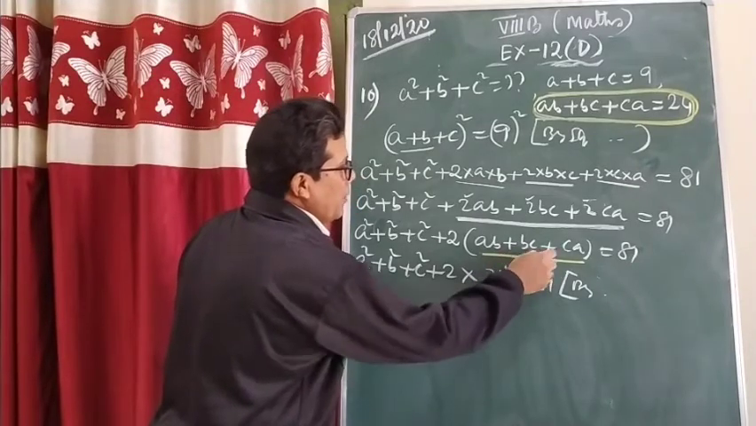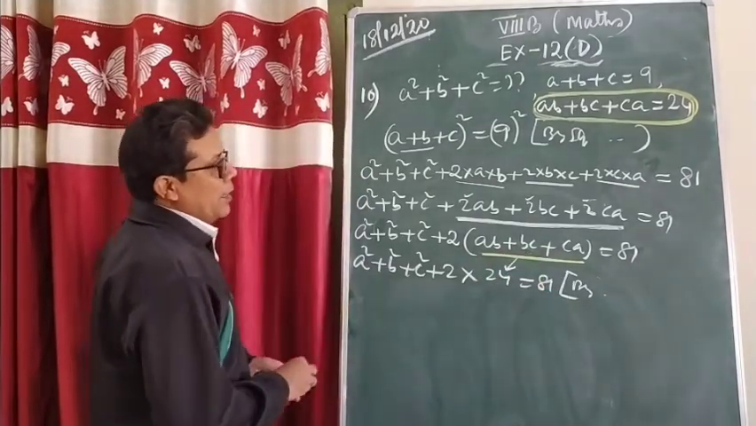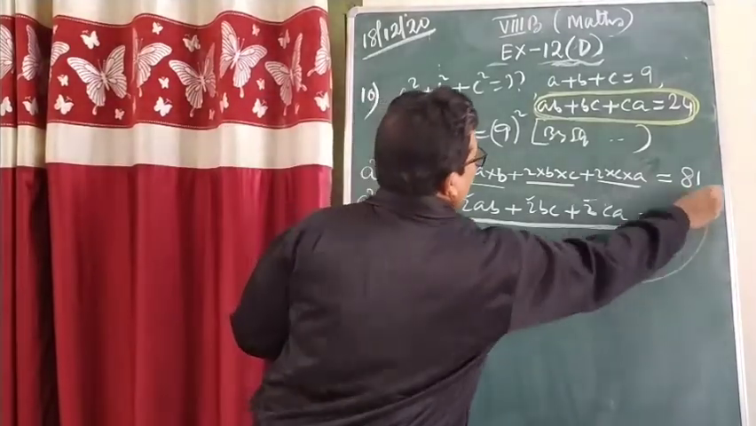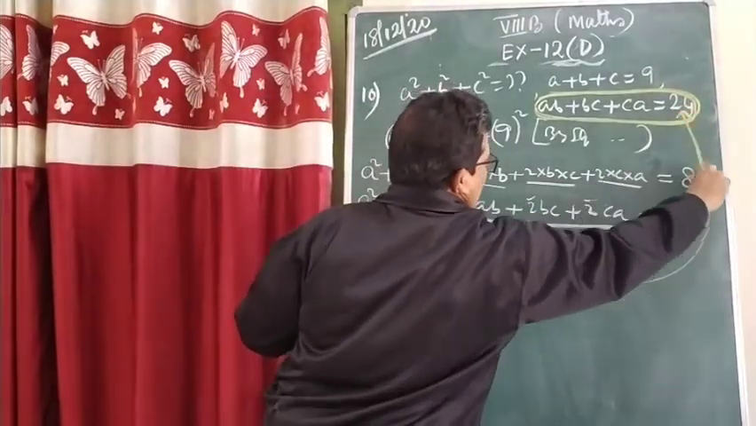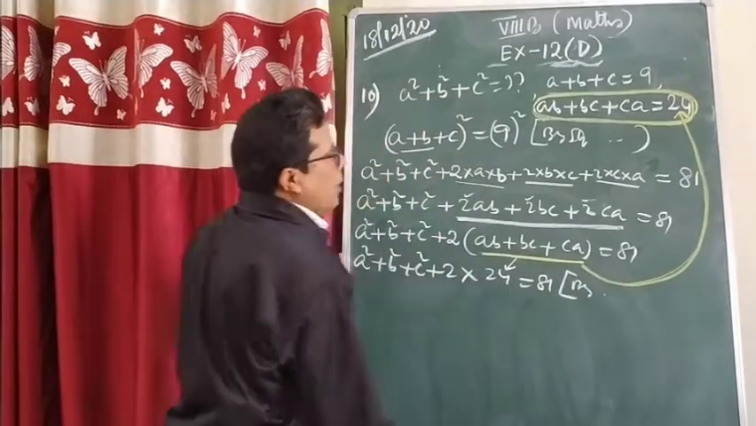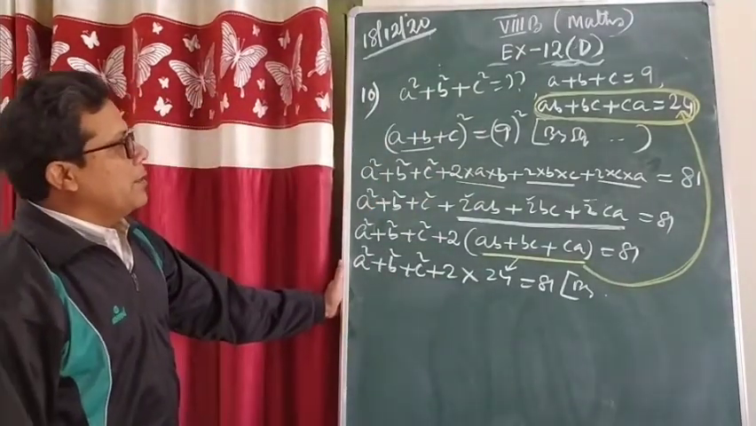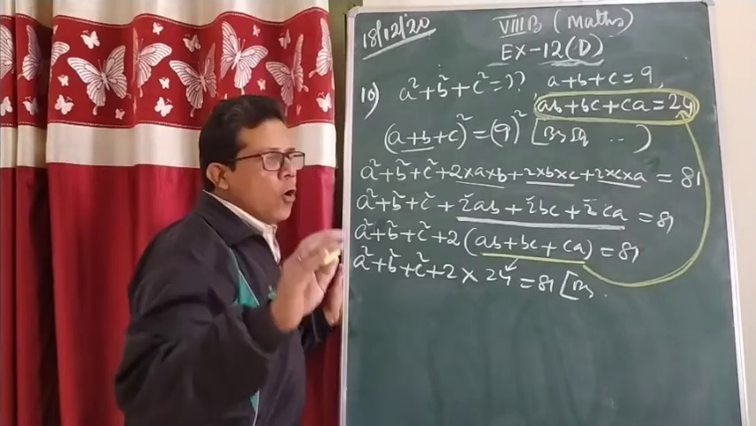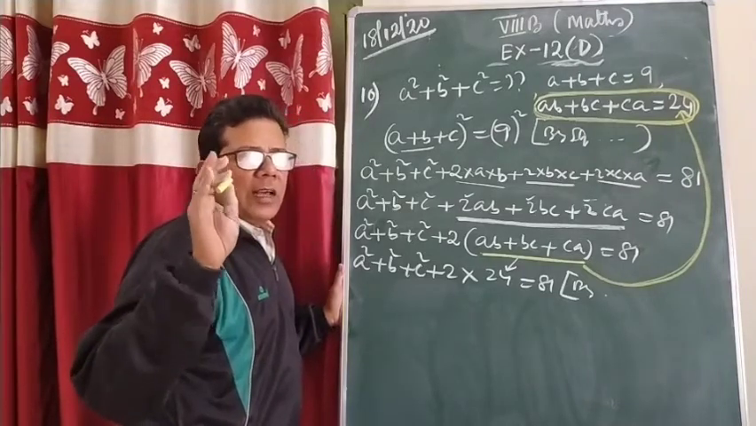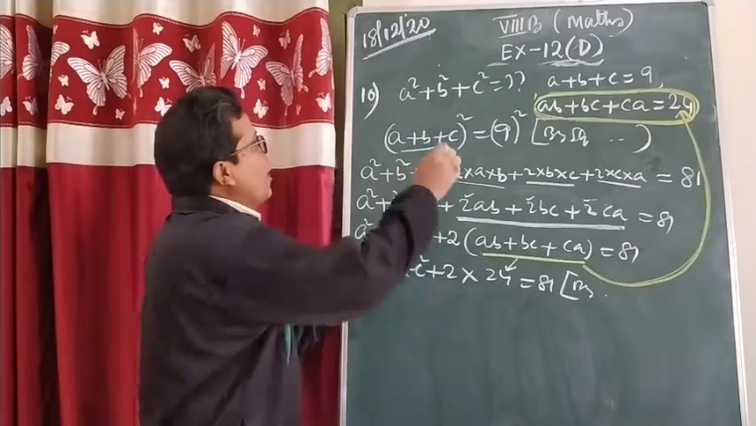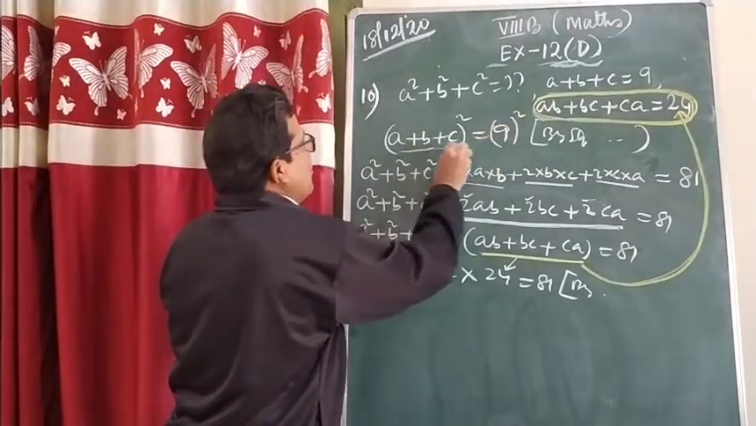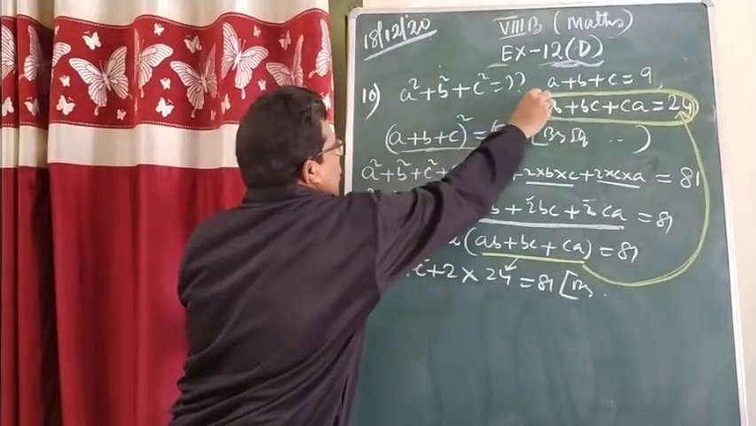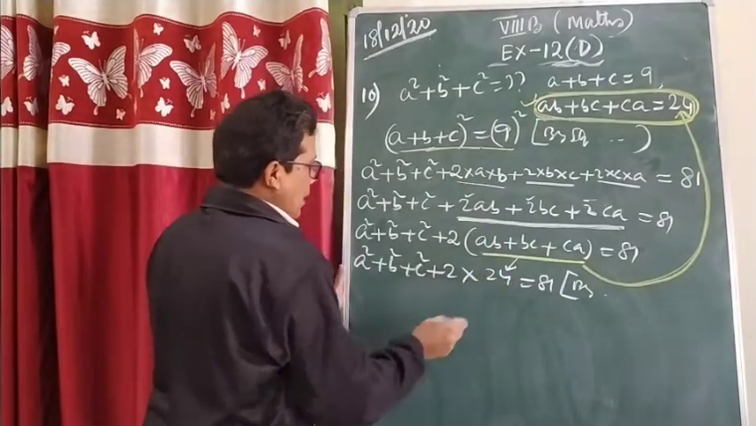Where did this 24 come from, beta? From here. I'm telling you it comes from here, because AB plus BC plus CA equal to 24. I told you, whenever you are going to solve this kind of problem, whatever values are given there, they have to be utilized. So in the first case, the value 9 was utilized by me by squaring both sides. So this was not utilized that time. So now I have utilized it.